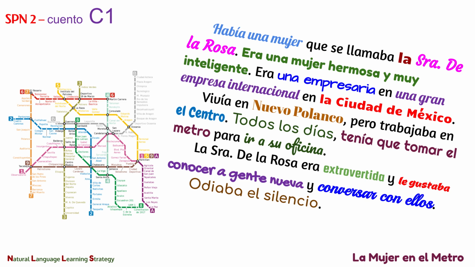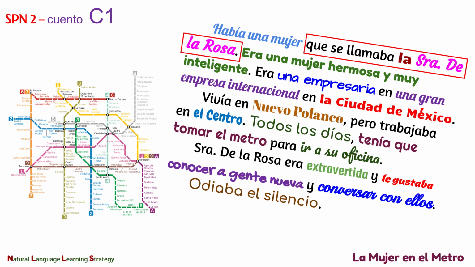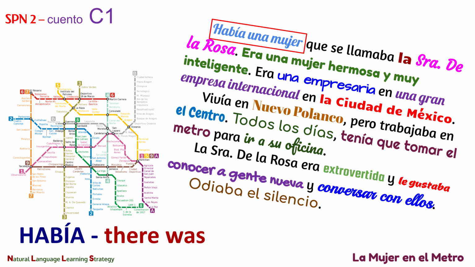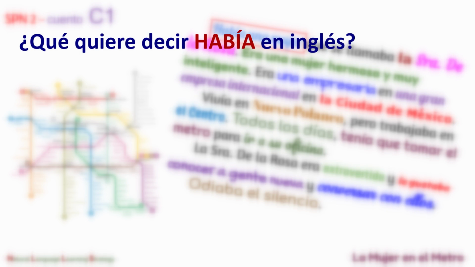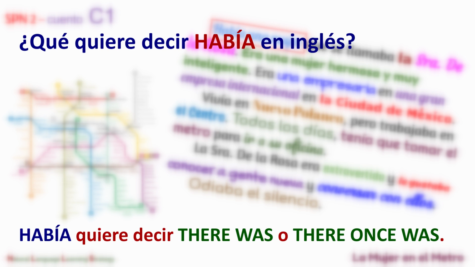Let's start with the first sentence of our story. Había una mujer que se llamaba la Señora de la Rosa. Ya sabemos, we already know, that había quiere decir there was or there once was. So, what is this question? ¿Qué quiere decir había en inglés? Exactly. What does había mean in English? Your answer would be, había quiere decir there was or there once was.